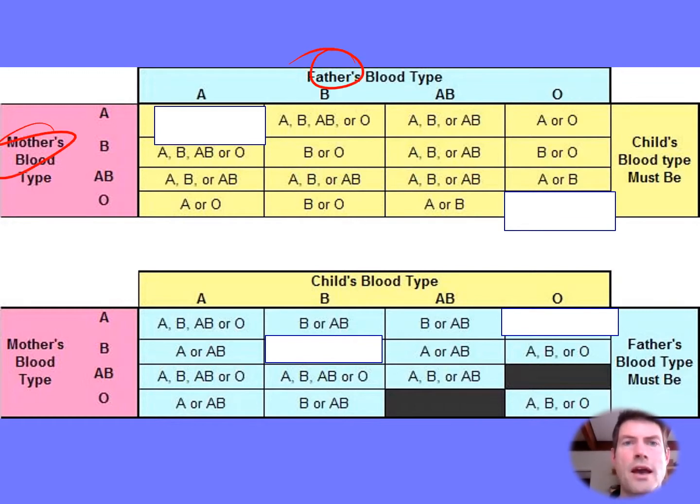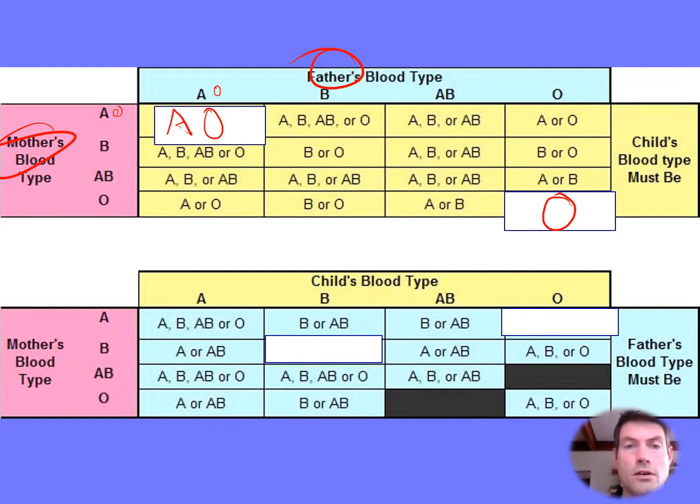And if you have A-blooded parents, you can have, of course, an A-blooded child, or, if they're both heterozygous, those O's can come together and you have O-blooded kids. Over here, 2 O-blooded parents, you're only going to have O-blooded kids.